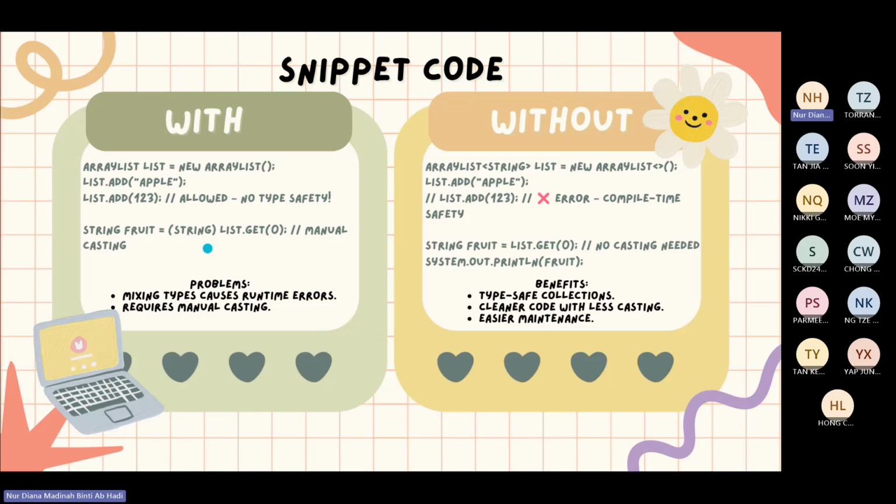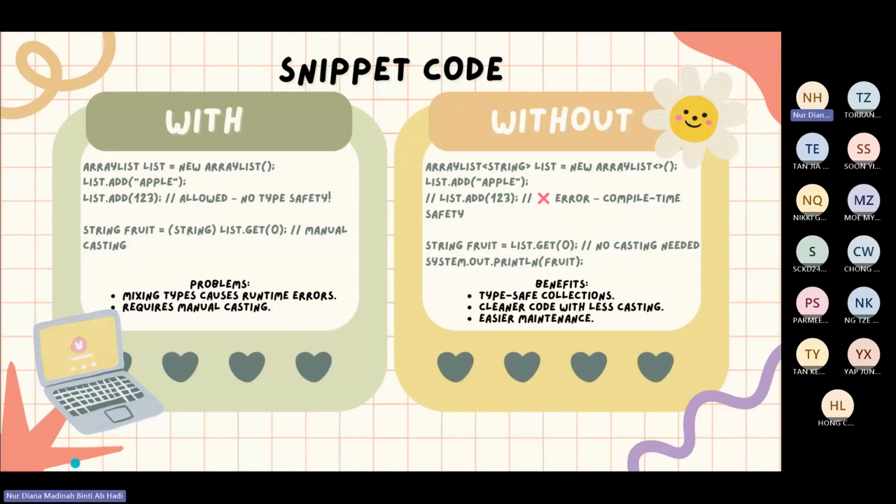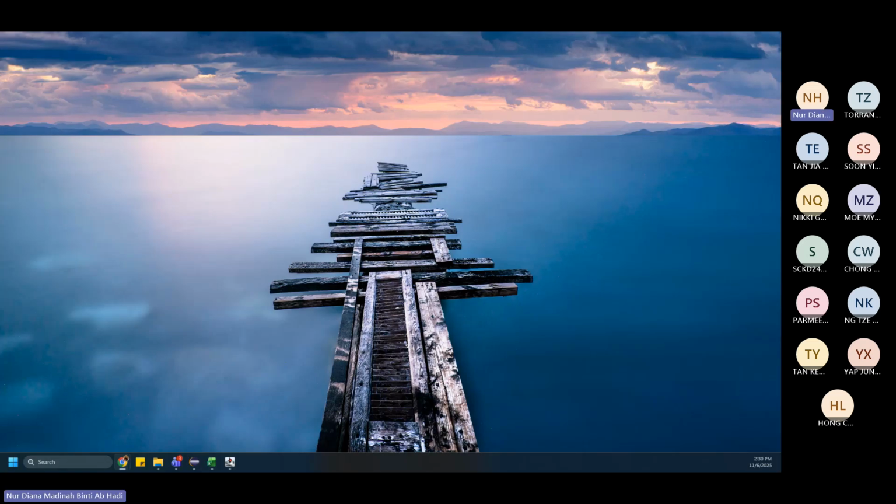So when you have a manual way to type, it allows you to have no type safety. But then it will cause you a lot of mixing types and will cause you runtime errors. But if you perform with the generic part, you should not have any issues. Why? Because you have cleaner code with less casting, which makes it easy to maintain and easy for you to debug where the problem is.